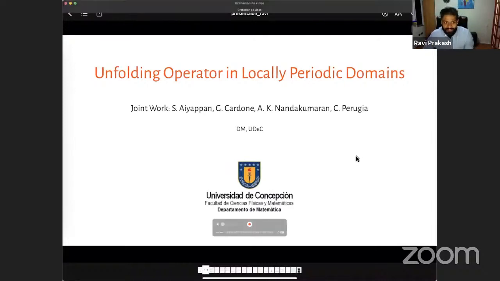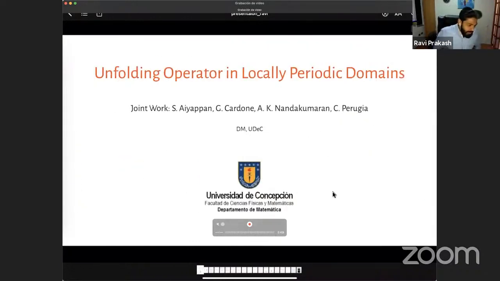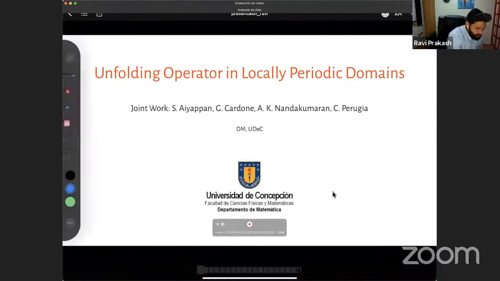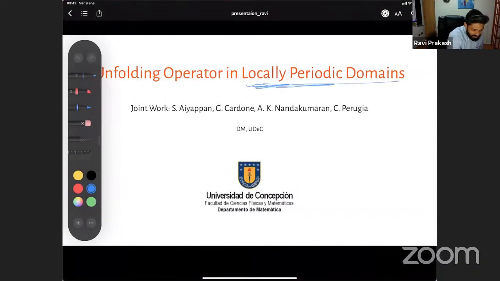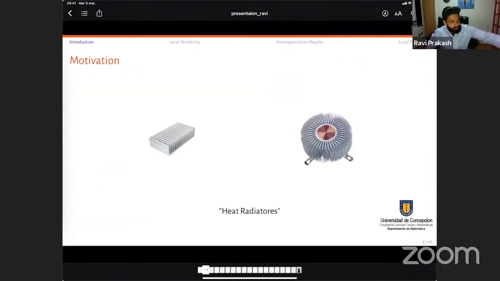Okay, so let's start with the talk. The topic is unfolding operator in locally periodic domains. This part of the talk is locally periodic, which I will come to later. First of all, let's stick with the periodic part, the periodic oscillating boundary domain.